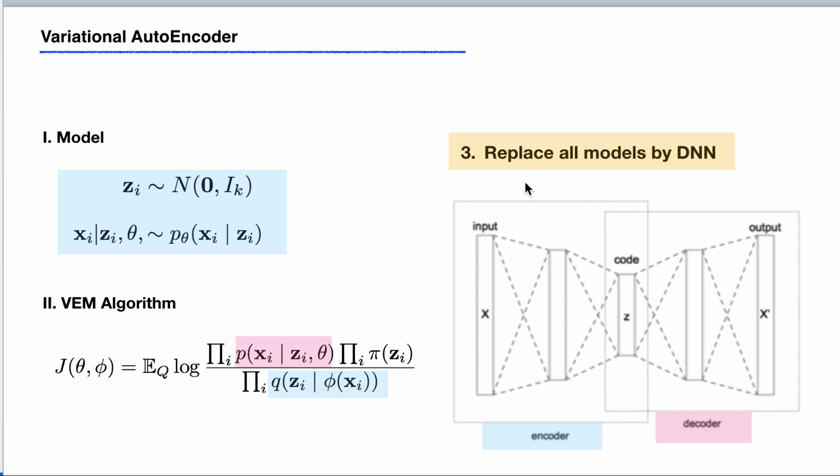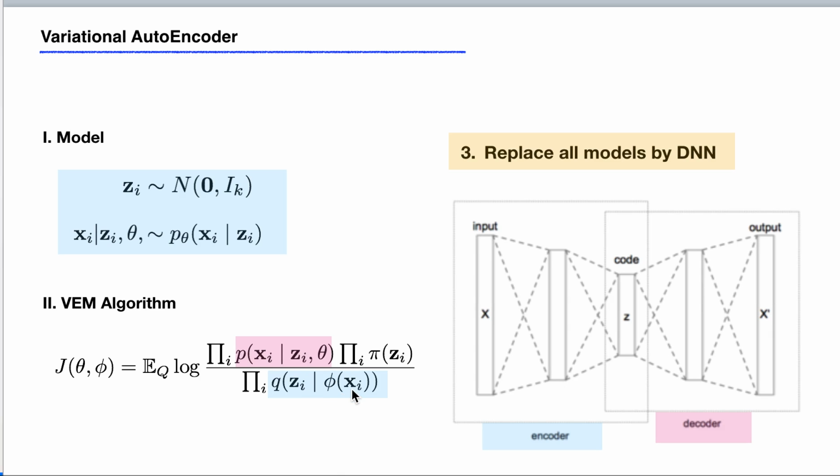And now we're going to have our third step. We're going to replace all the models by a deep neural network. So first, the pink model, which given the latent variable and some parameter, gets us x. Well, that's basically the decoder part. So given z, we're going to get x. Now, instead of using a Gaussian distribution with a linear transformation, we're going to let z go through some deep neural network and then get x. So here the parameter theta now becomes the parameters associated with this segment of the deep neural network.